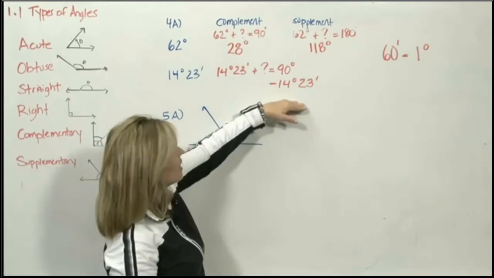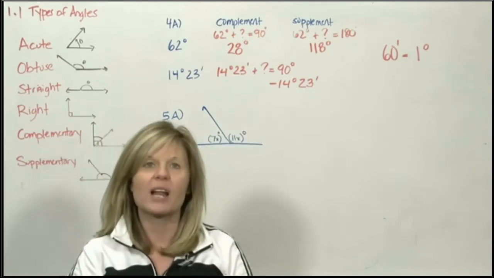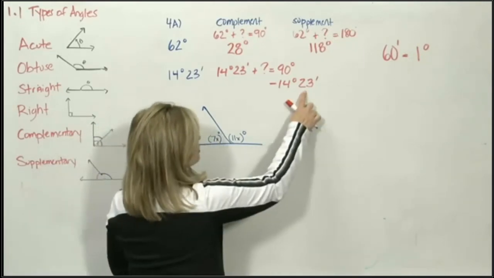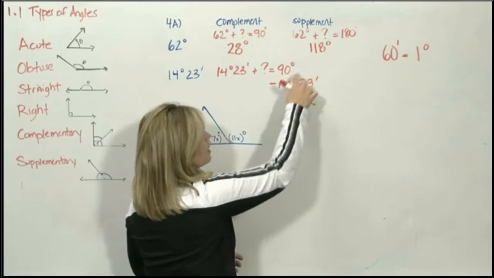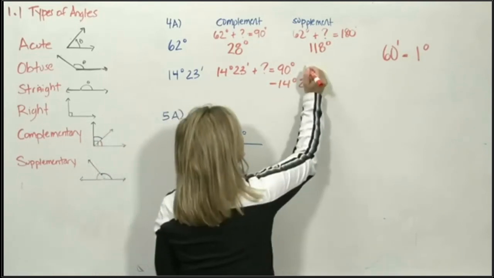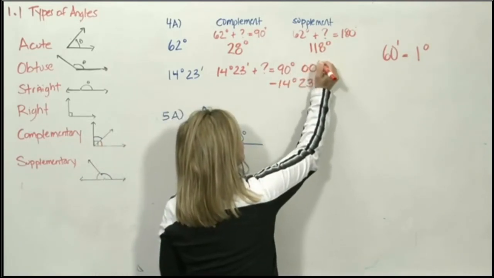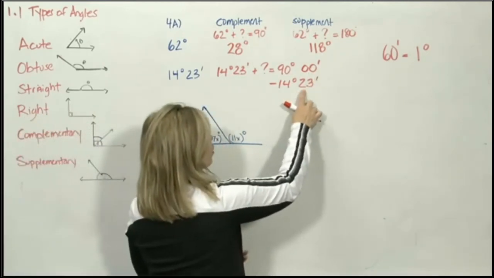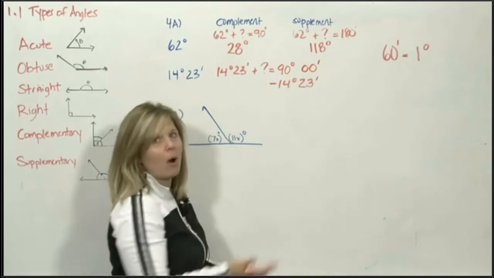So for us to find this answer, what's the complement, we're going to have to do it mathematically on paper. Well, how do you subtract minutes if you have no minutes here? Well, exactly what you did in elementary school. You're going to put your placeholder 0, and you're going to say, well, if I want to subtract 23 minutes from no minutes, I've got to borrow.